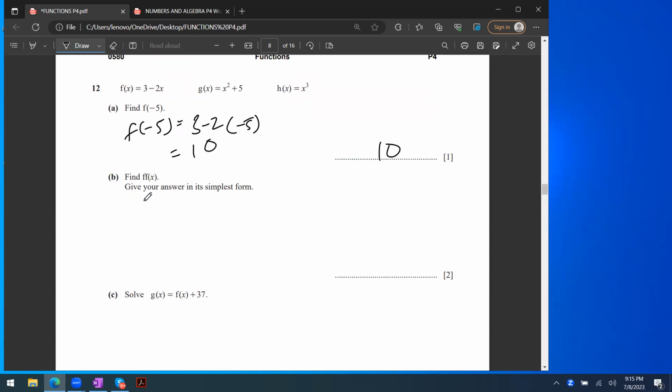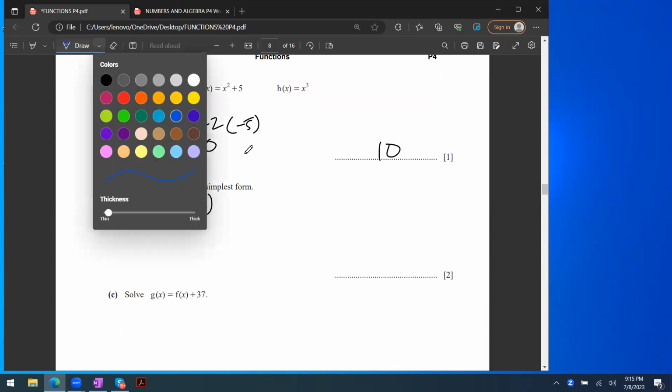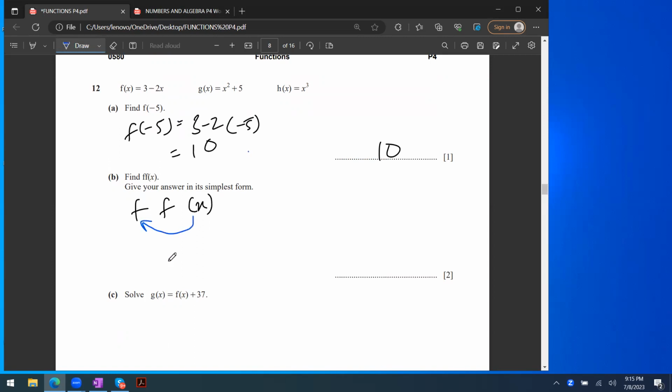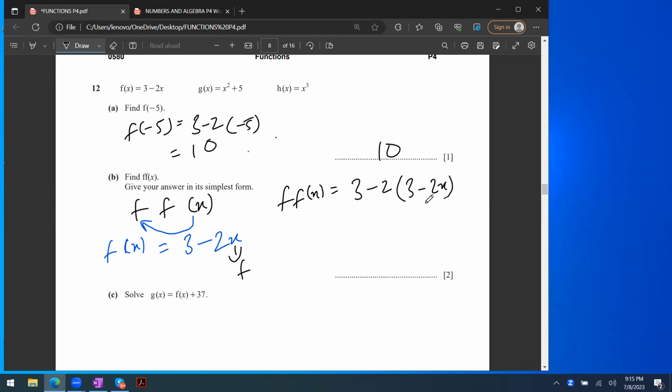What is f of f of x? That means you need to put the f function again in the f function. It is also a composite function. You can do a double operation of f. So let's do it. In the function f of x, you can put here one more time the f function. So f of f of x will be 3 minus 2 into again 3 minus 2x.